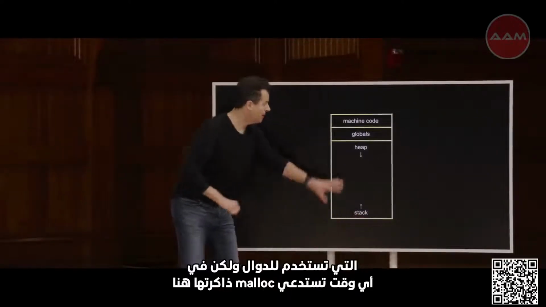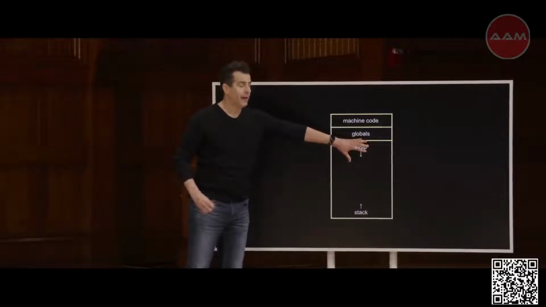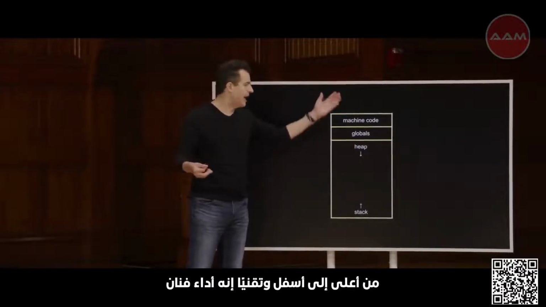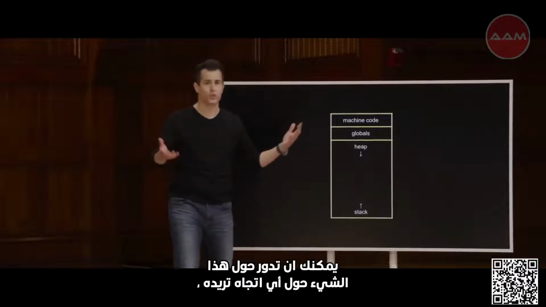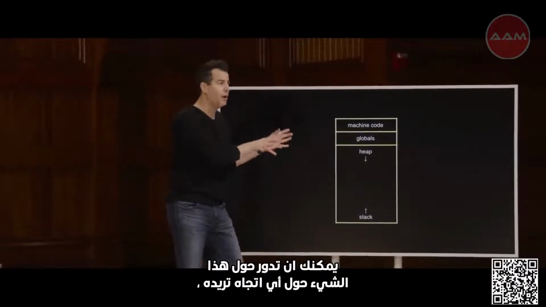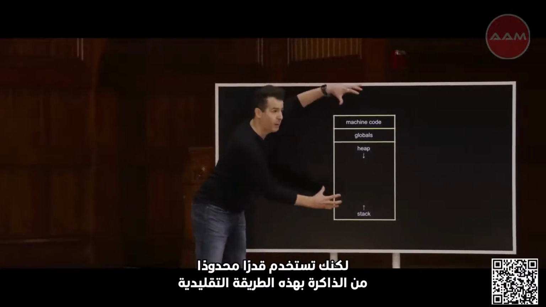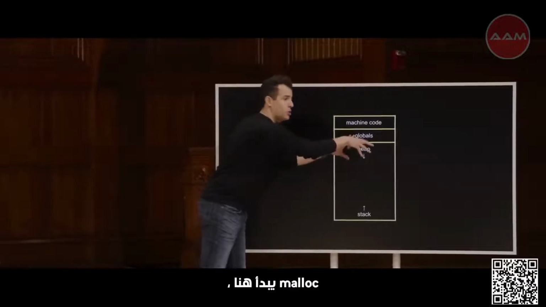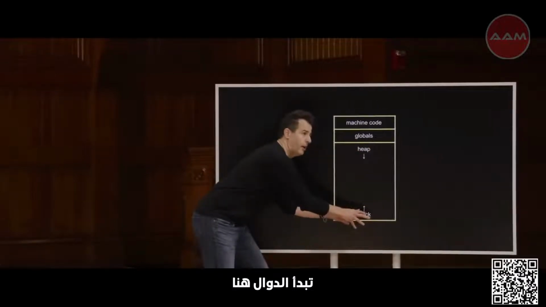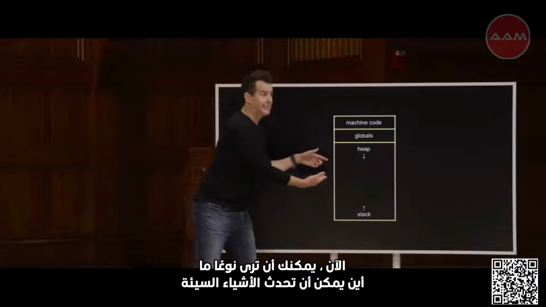But anytime you call malloc, it's memory up here. Right? At the end of the day, they just had to pick a direction, top, bottom, and technically it's an artist rendition. You could circle this thing around any orientation you want, but you're just using a finite amount of memory in this conventional way. Malloc starts here, functions start here. Now you can kind of see where like bad things can happen.